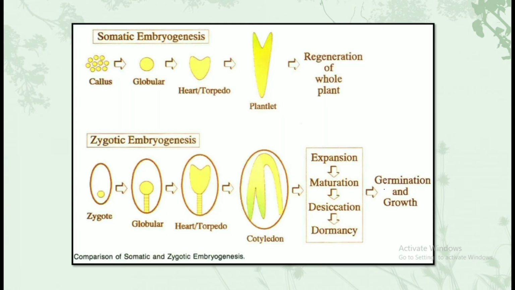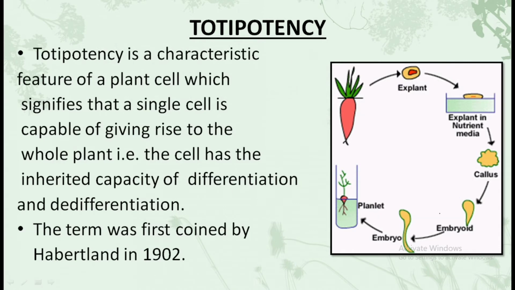So now let's understand what is somatic embryogenesis and what is zygotic embryogenesis. Till now we have discussed the formation of the callus. After the callus we have embryoid and embryo formation. And after the embryo formation, there could occur either somatic embryogenesis or zygotic embryogenesis, depending upon which explant we have taken. If it is from a somatic structure, it would lead to somatic embryogenesis, and if it is the other way around, it would lead to the formation of zygotic embryogenesis.